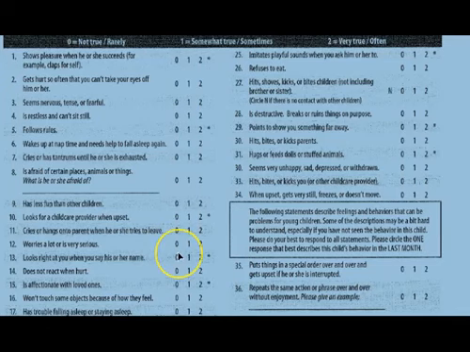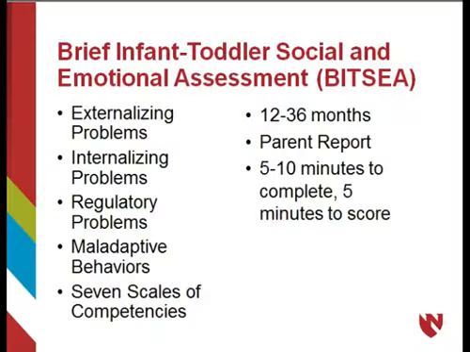The BITSE is similar to the ASQSE in that it looks solely at social emotional skills and competencies for children. The parent or caregiver is able to rate each item either not true or rarely, somewhat true, or very true or often. These are scored. The score is added and then it's compared to a cut score to determine the child's competencies for social emotional development. Holding true to its name, the BITSE is brief. It takes about 10 to 15 minutes to complete and about 5 minutes to score.